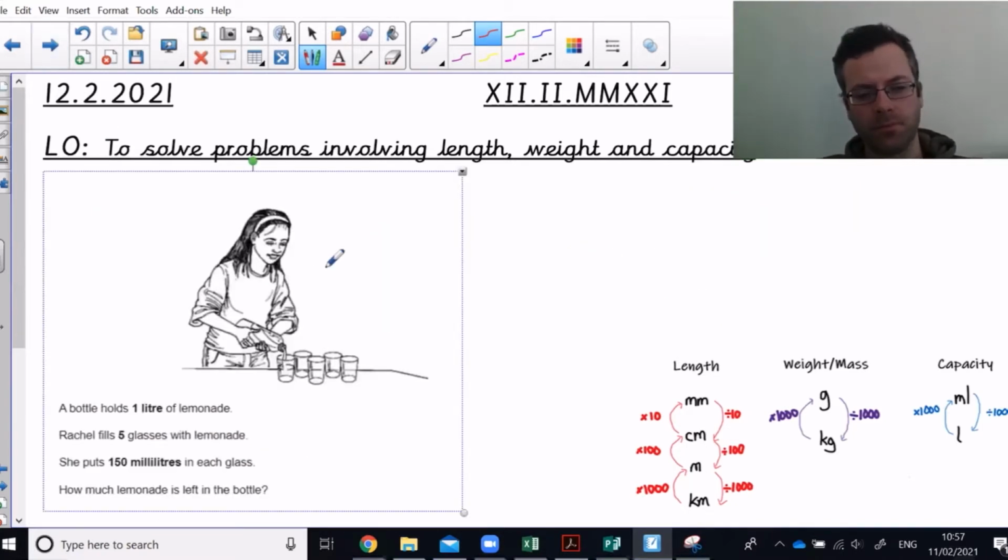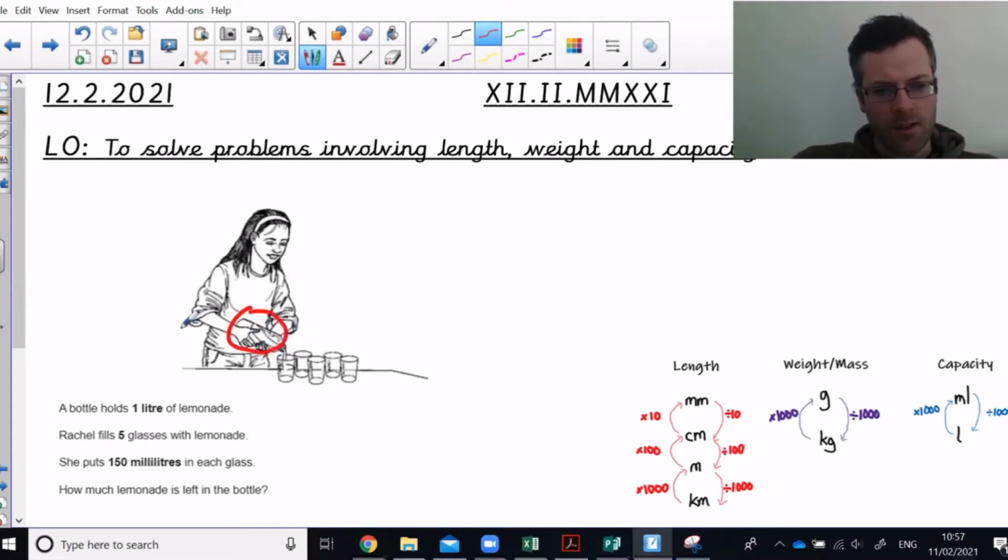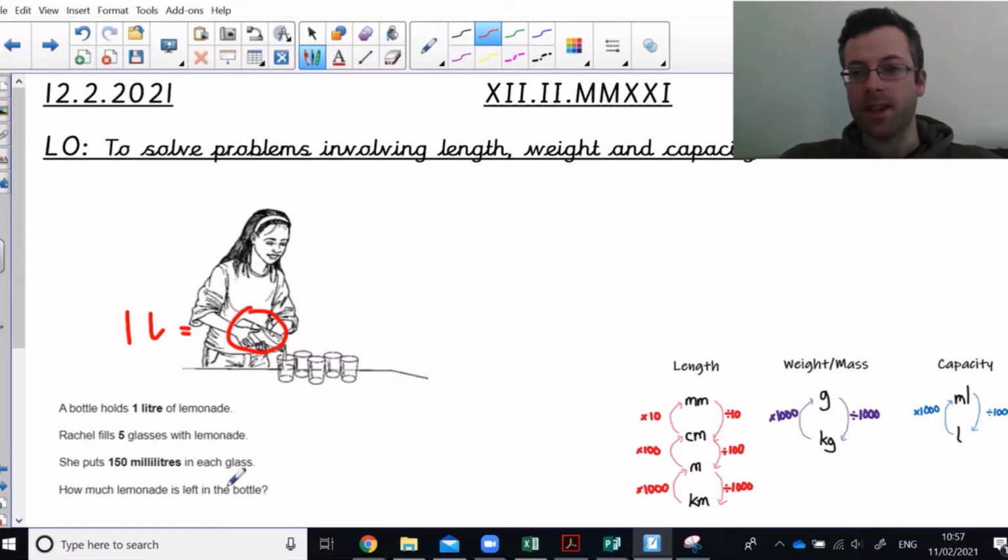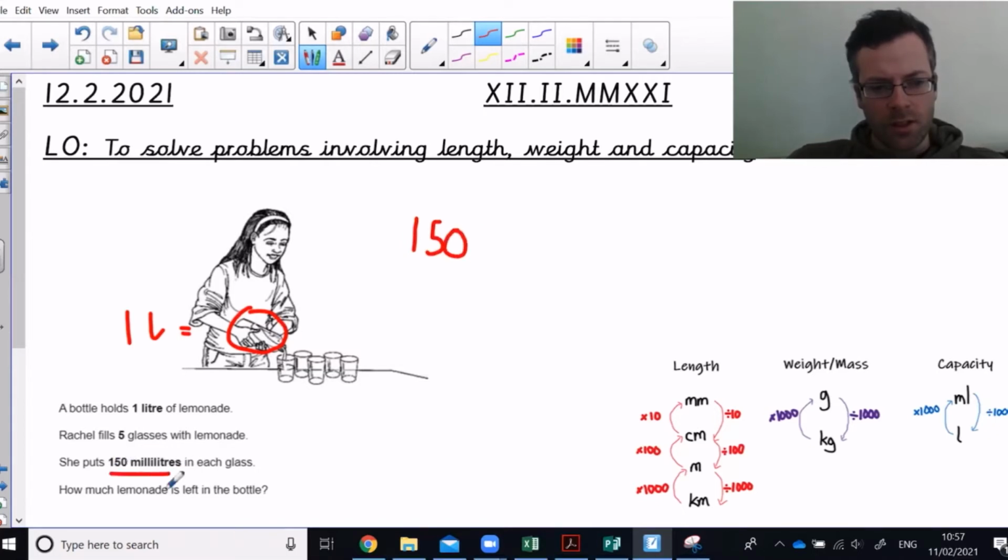Next one, thinking about RUCSAC. A bottle holds 1 litre of lemonade. So this thing here equals 1 litre. Rachel fills 5 small glasses with lemonade. She puts 150 millilitres in each glass. How much lemonade is left in the bottle? So what she's doing is 150 times 5, isn't she?